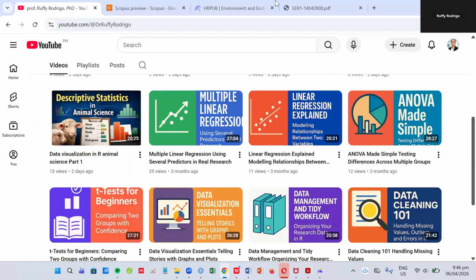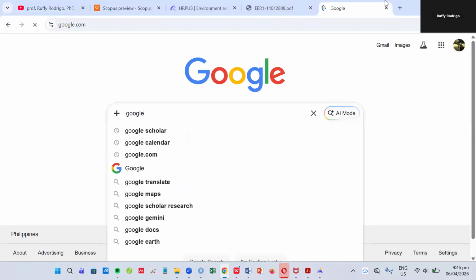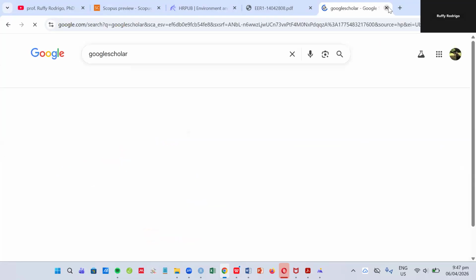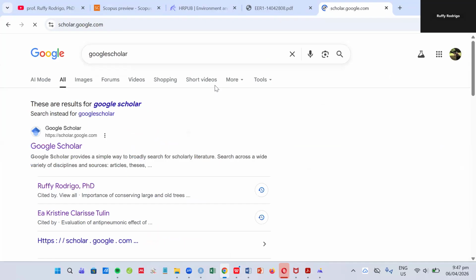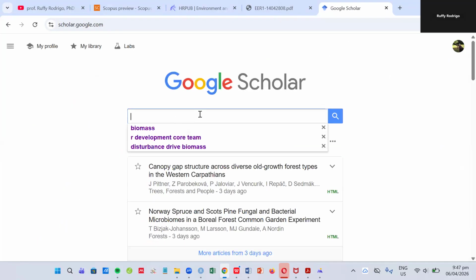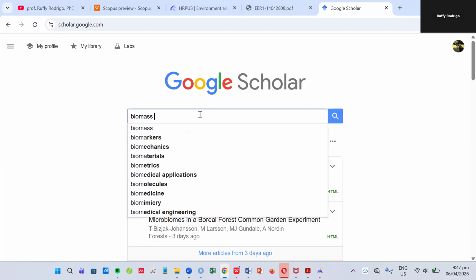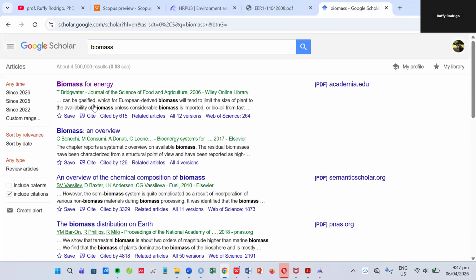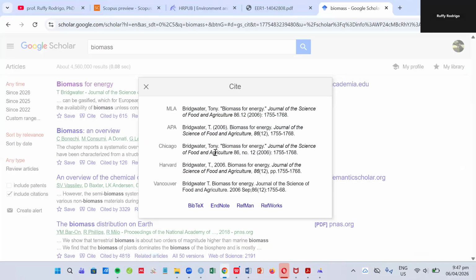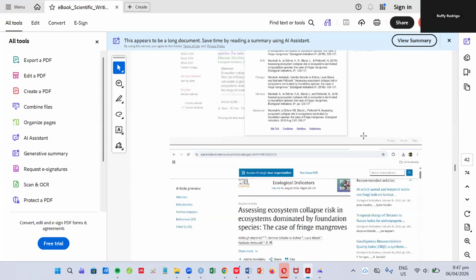If you want, you can also use Google Scholar. If you think that your references are not that clear, you can just type the title of your paper. Let's say that you cited, let's say, biomass. I like biomass. Okay. So here, if this is a paper that you cited, what you have to do is just click cite, and you can choose APA, Chicago, Harvard, and Vancouver. So again, it's important for you to check the journal that you are submitting to, so that it would be easy for you to follow what you want, and you are good to go.